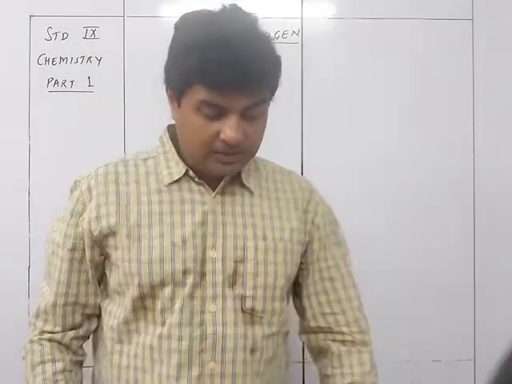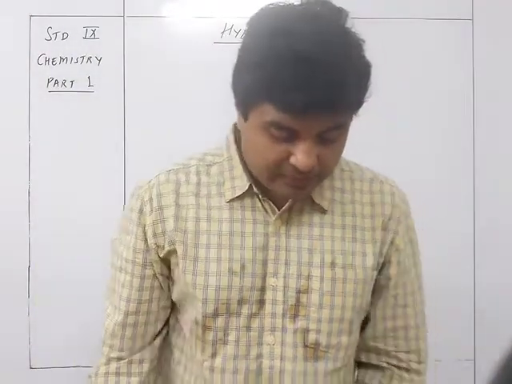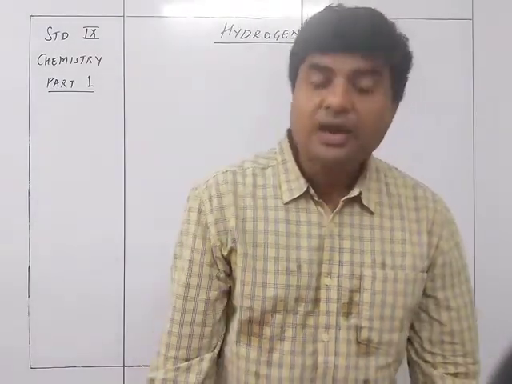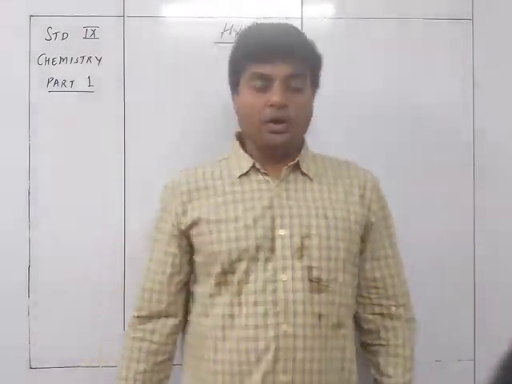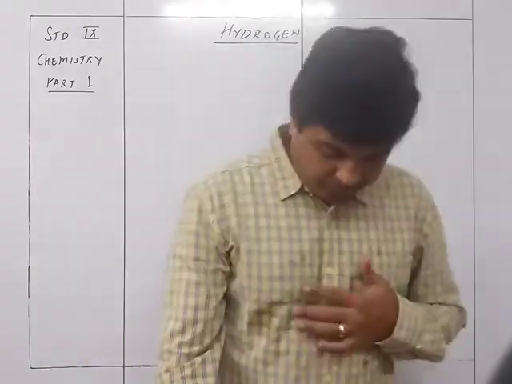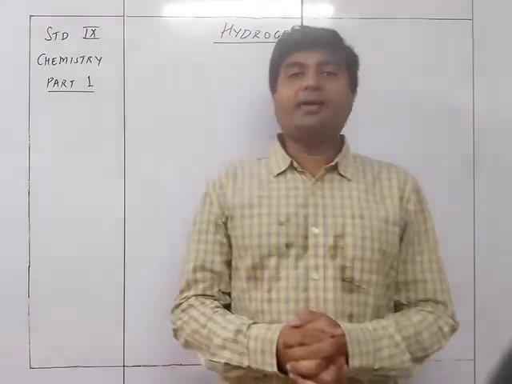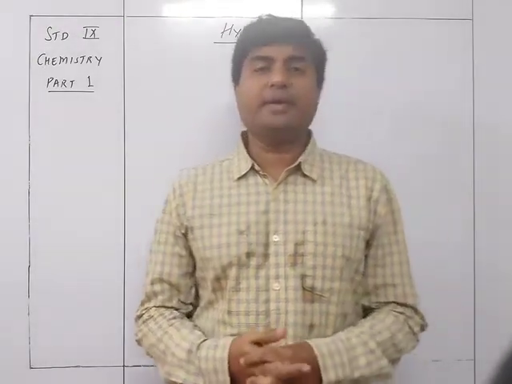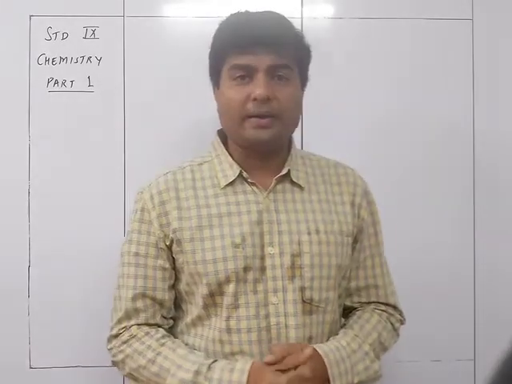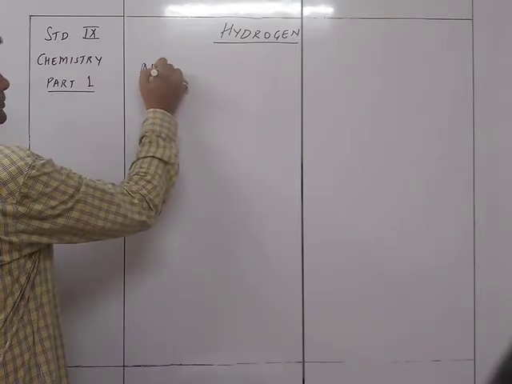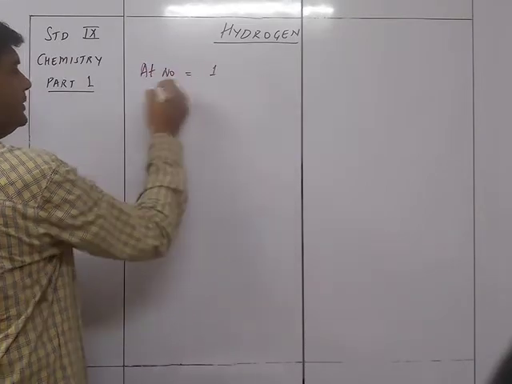Hello everybody. Today we start with a new chapter in 9th standard chemistry ICSE, that is the first element of the periodic table, that is hydrogen. Now hydrogen is the first element because the atomic number of hydrogen is 1. That means the atomic number is equal to 1.